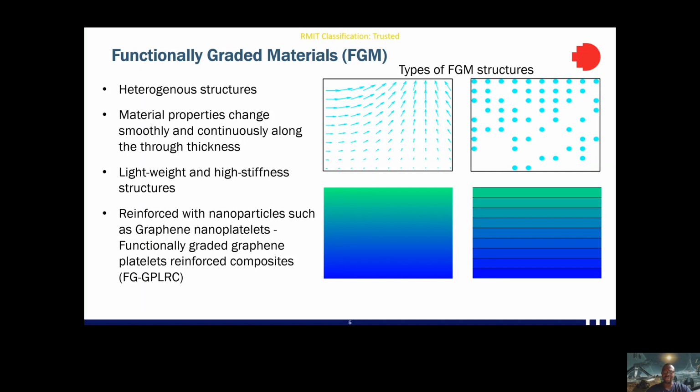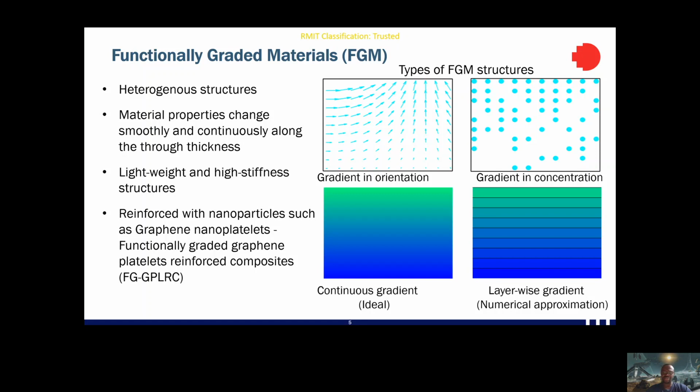And one of these solutions is functionally graded materials. These are materials or structures whose mechanical properties, or whose properties in general, change smoothly and continuously along the thickness of the structure. They are lightweight and possess a high stiffness. For my research, I'll be looking at functionally graded materials reinforced with graphene.